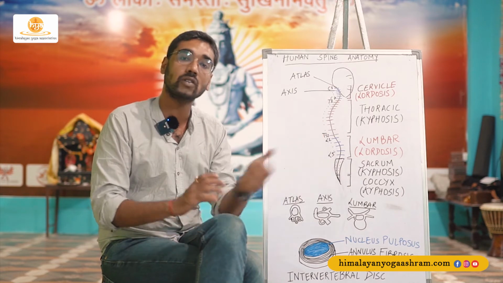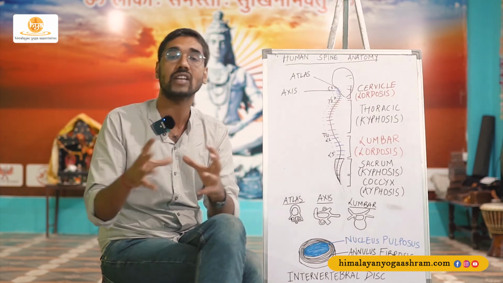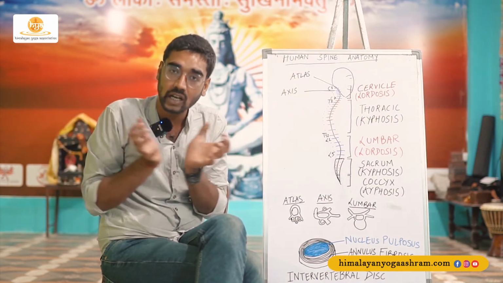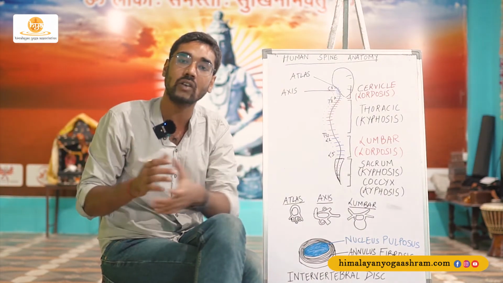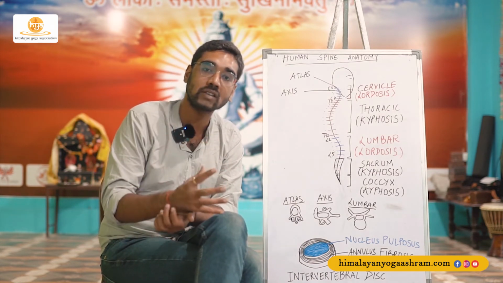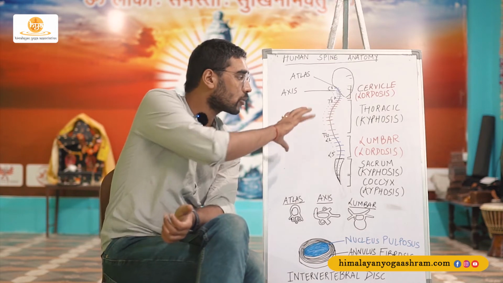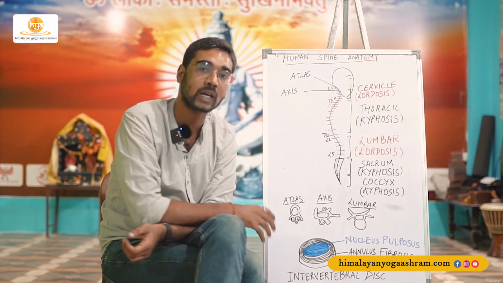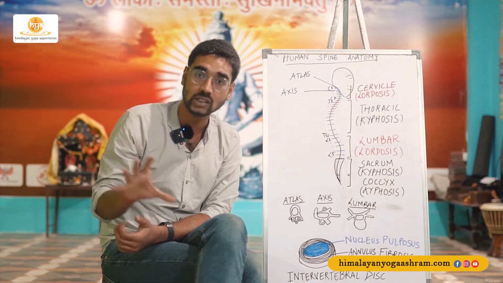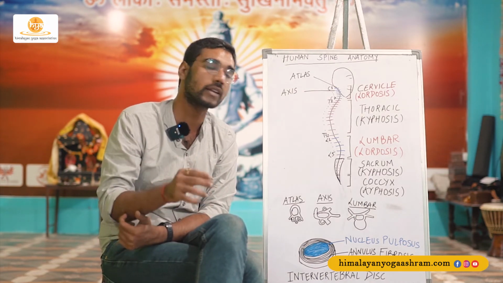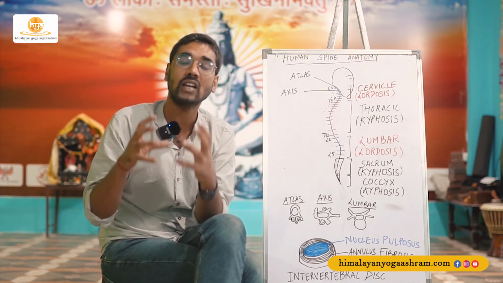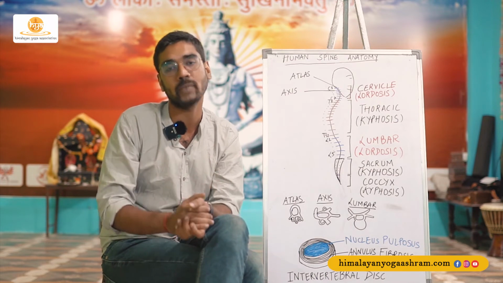The thoracic part of the spine is the most stable part of the spine because it has the rib cage attached to the entire structure of the spine. The rib cage gives the thoracic part of the spine a lot of stability, strength, and structure, but at the same time the thoracic part of the spine is the area which gets the least mobility or the least movement.